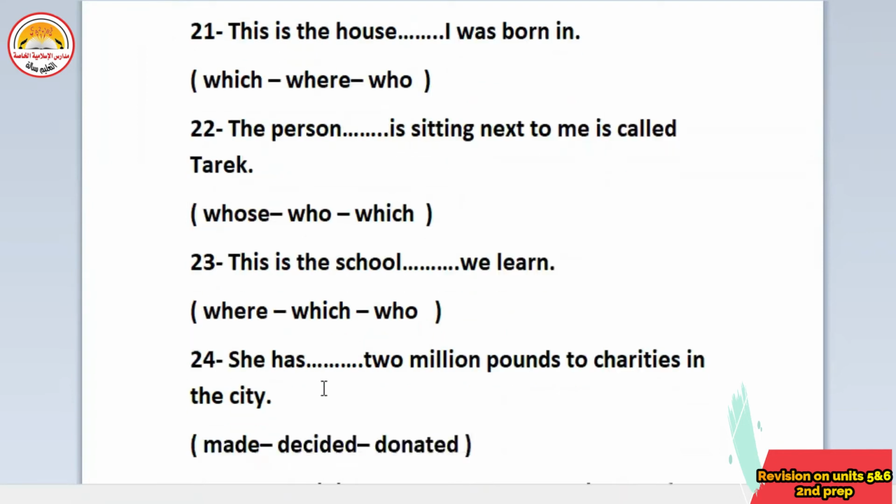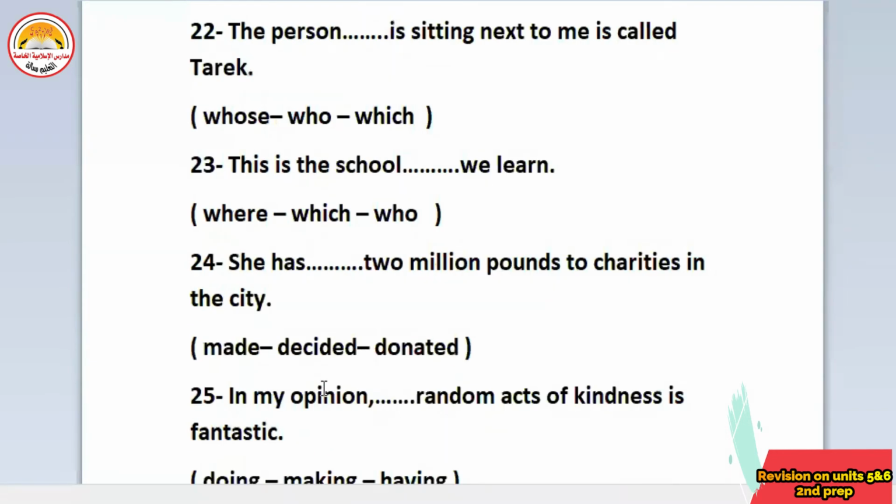Number 24, Yusuf Odd. She has donated 2 million pounds to charities in the city. Very good, thank you. It's correct. Number 24 will be, she has donated 2 million pounds to charities in the city. Number 25.